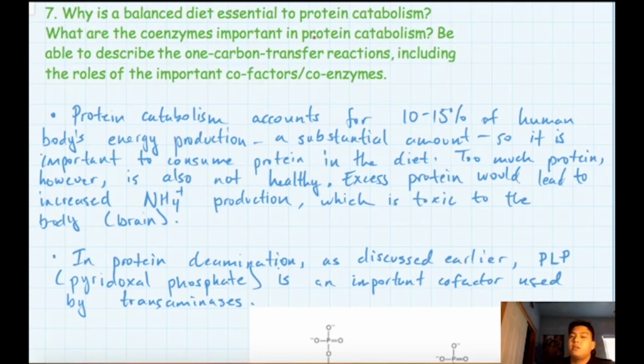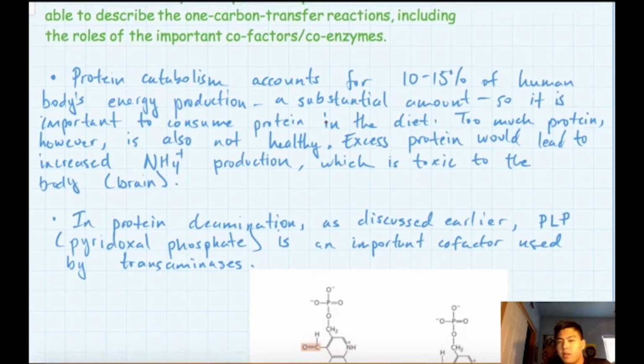Why is a balanced diet essential for protein catabolism? What are the coenzymes important in protein catabolism? And be able to describe the 1-carbon transfer reactions, including the roles of important cofactors and coenzymes. So why is protein catabolism important in the first place? It's used for energy, and actually accounts for 10 to 15% of energy, which isn't a lot, but it is substantial. And so it is important that we consume protein to use for energy in our diet. But too much is also detrimental.